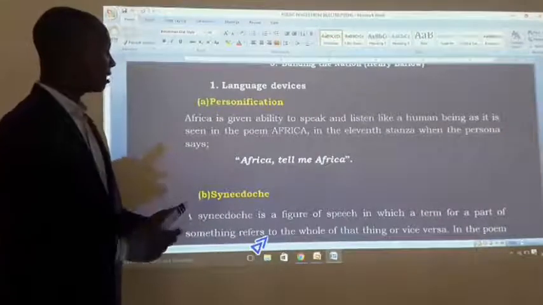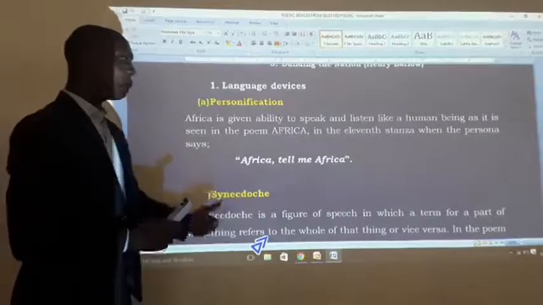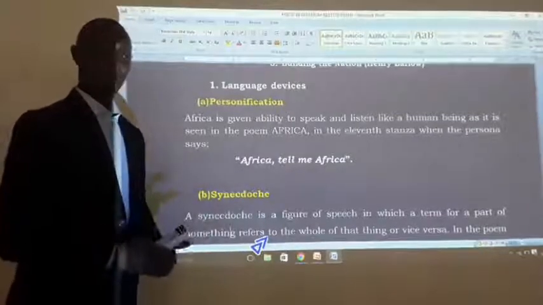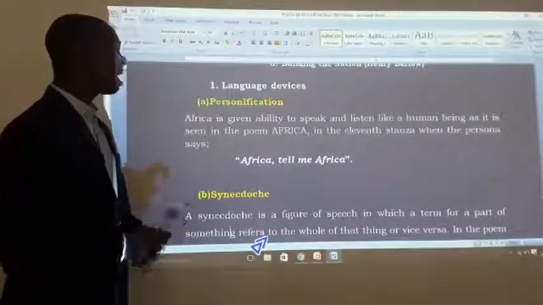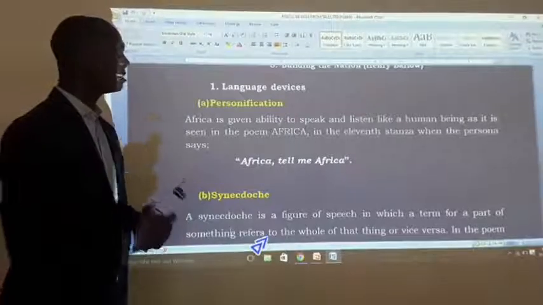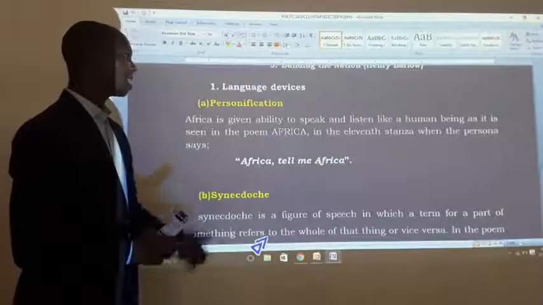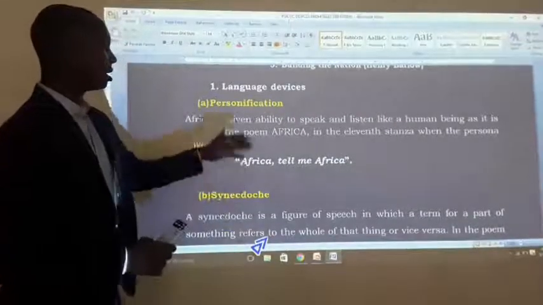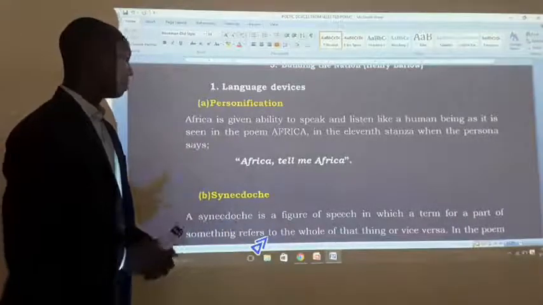That's why you can see it is asking Africa, "Africa, tell me, Africa." You see? So we say Africa is given the ability to speak and listen like a human being, as it is seen in the poem Africa by David Diop.